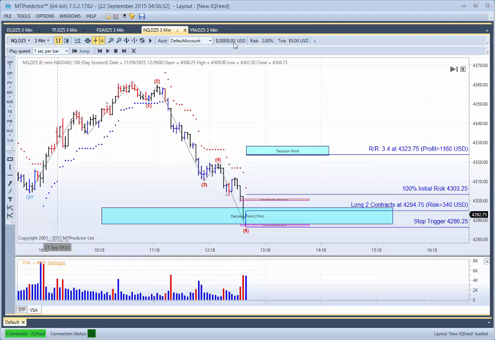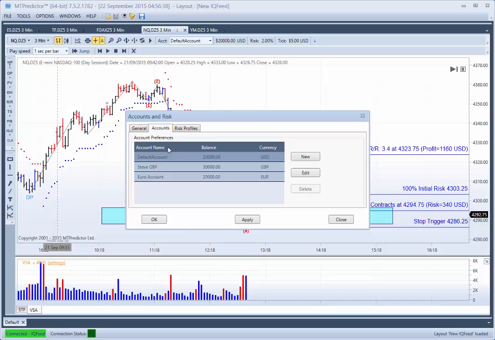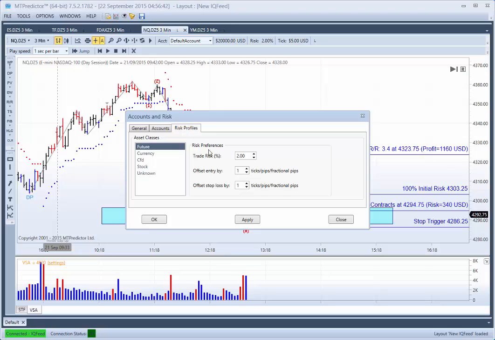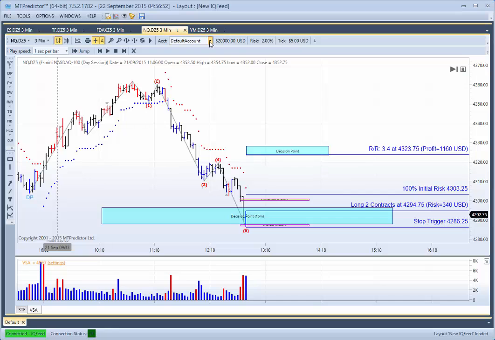Here it's 2% of a sample $20,000 account, but if you wanted to, we actually have the ability here to set up lots of different accounts with lots of different account sizes. We also have the ability to change your risk profile for each of the different asset classes here, futures, currencies, etc. And then you can just change your account size by that drop down at the top. You can see it changes automatically really easily.